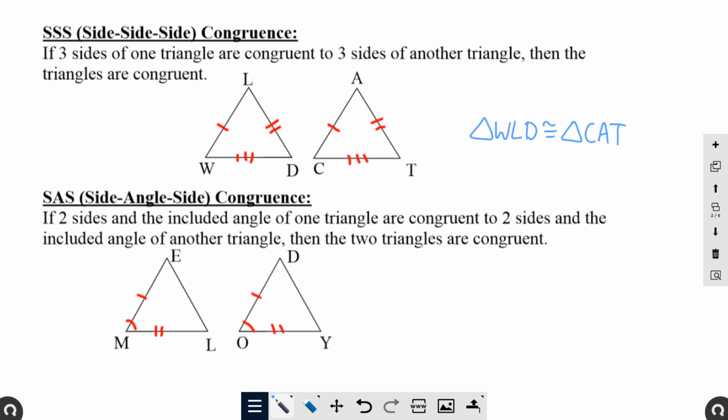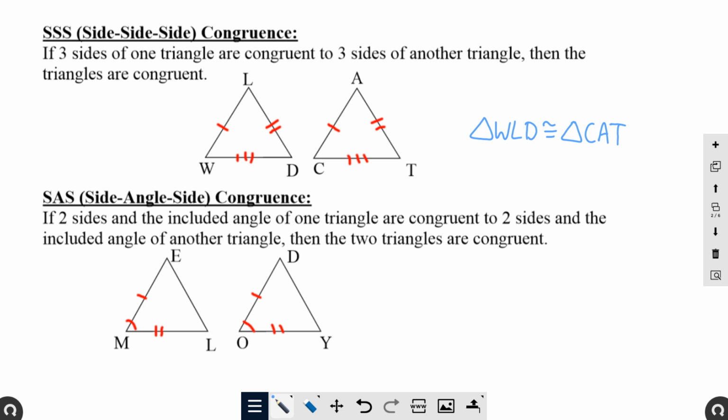Now, that one is probably the easiest one to see. You just match up the 3 sides. So the next one we have is called side angle side. And it says if you have 2 sides in the included angle. So you have 2 congruent sides. They come together. Where they meet together, if there's an angle between them that is also congruent, then the 2 triangles are congruent to each other.